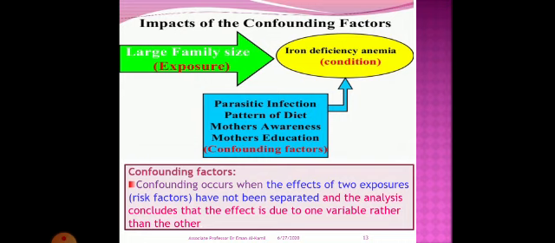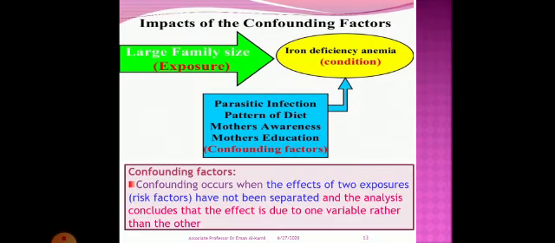So the outcome is the iron deficiency anemia, and the exposure is the family size. We are going to take children with iron deficiency anemia as the first group, and the controls are children who have no iron deficiency anemia. And we ask about the family size, how many individuals are in the family, and this is regarded as the exposure.